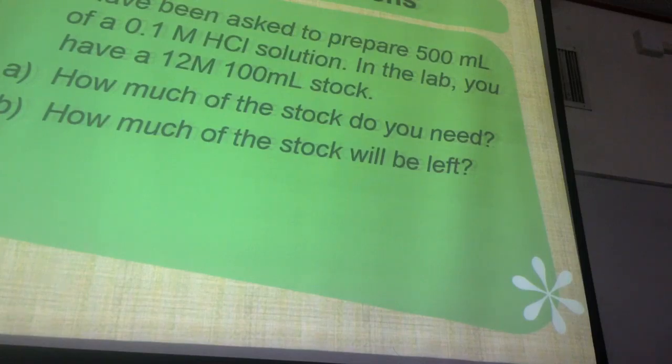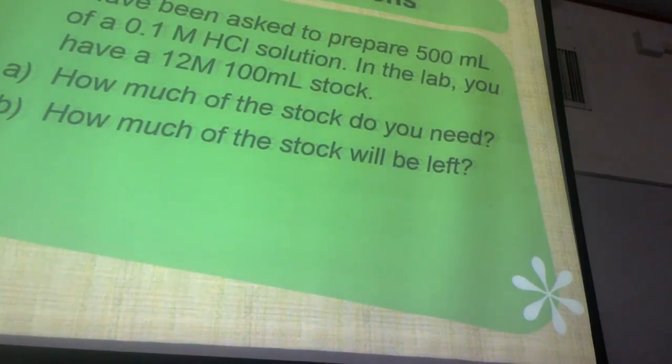What did you say? V2? Because the moles are the C's, right? So what is C? The concentrations. And V is what? We know the concentrations. Volume. The volume is the issue. So we have 500. No, we need 500. What do we have?